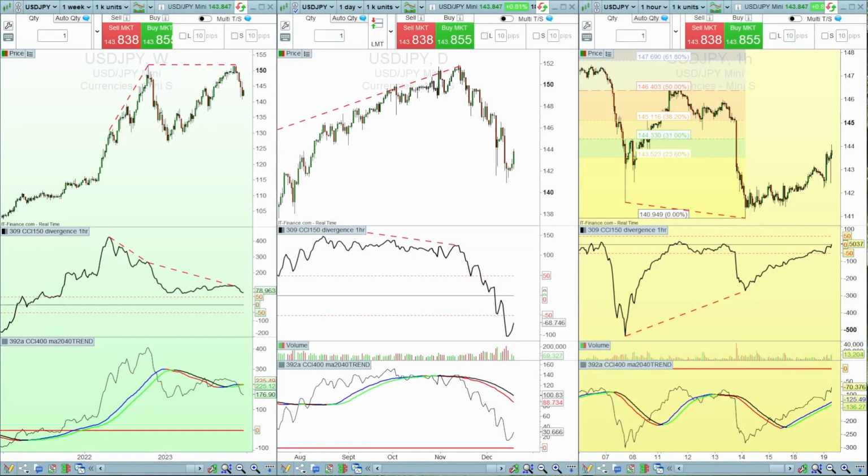Haven't done a currency for a while, but for those currency traders out there, this is one for you possibly. I've got the US Japanese yen currency here. We've got the weekly, daily and hourly.